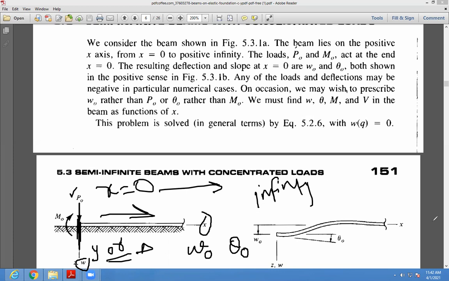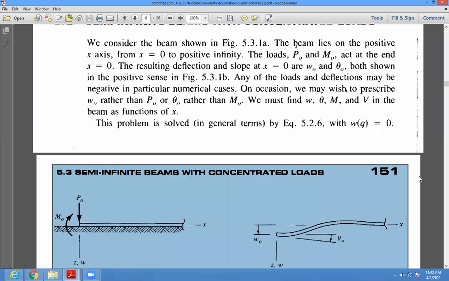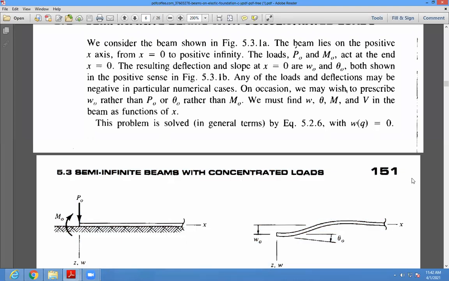So we have to consider W naught rather than P naught, or the theta naught rather than the M naught, right? So we have to find out W, that is deflection. We have to find out slope. We have to find out M. We have to find out shear force in the beam as a function of x. As we have taken the load P naught and M naught at the origin x equal to 0, the limit of x is from 0 to infinity. That is called semi-infinite.